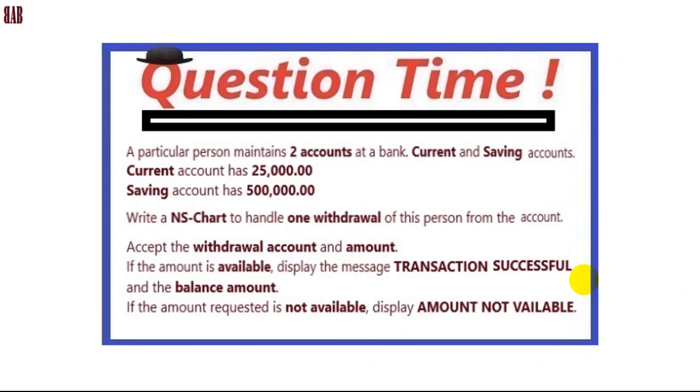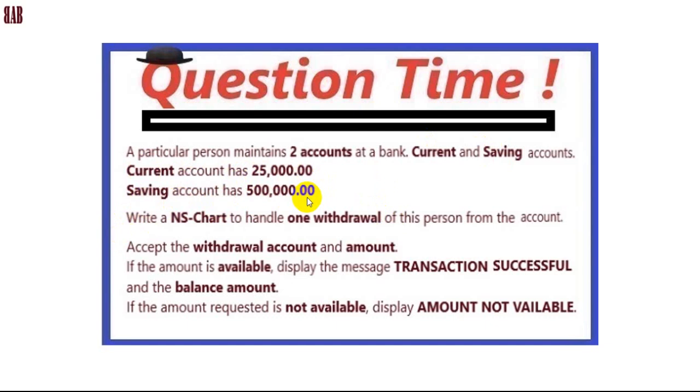Okay, here's another question. This time, assume a person maintains two bank accounts, a current account and a savings account in the same bank. For this exercise, we will assume the current account contains 25,000 and the savings account contains 500,000.